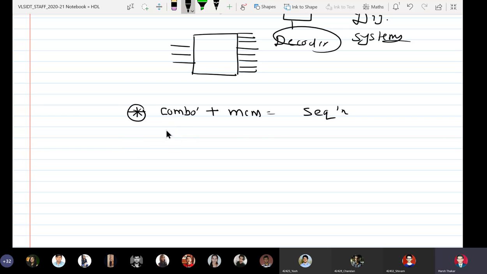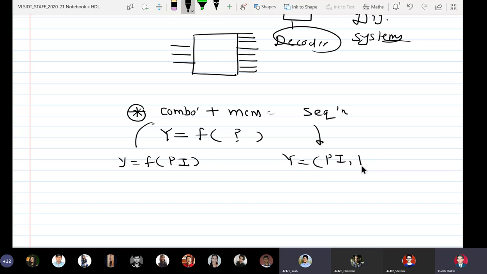You have to answer this question depending upon what the output Y is a function of. Define combinational systems in terms of the dependency of their outputs. They depend only on present inputs. Wonderful. So for a combinational system, Y is a function of only present input. What about sequential systems? Present inputs, past inputs, also past outputs. Very good. Previous output. This is the answer.